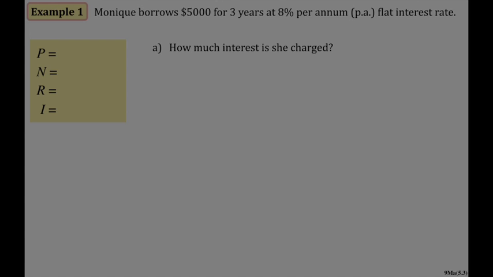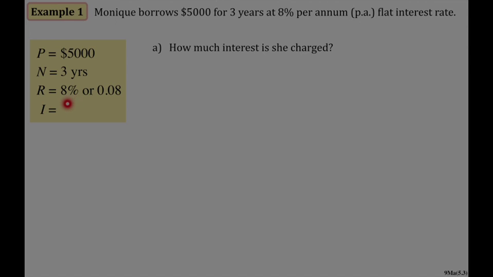Well, before I do that, I'm just going to write down what I know. Do I know what P is, the amount that she's going to invest or borrow in this case? Yes, I know what's her starting amount. P is a starting amount. It's $5,000. Do I know how long she's doing this for, the number of years? Yes, it's 3 years. Do I know the interest rate? Yes, it's 8%.